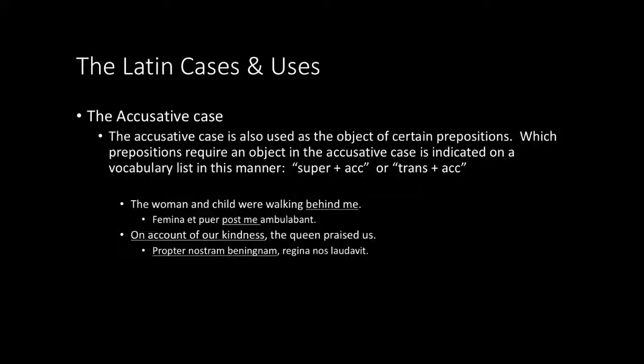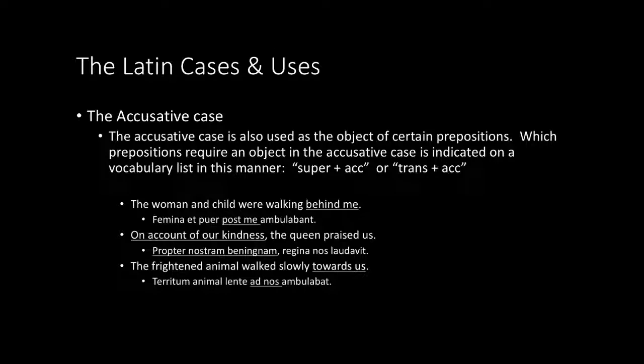We have one final example. The frightened animal walked slowly towards us. So us is the object of the preposition towards, which is ad and must be followed by an accusative case noun or pronoun. So when we see the Latin, we will see the preposition ad followed by the pronoun for us, which is nos.